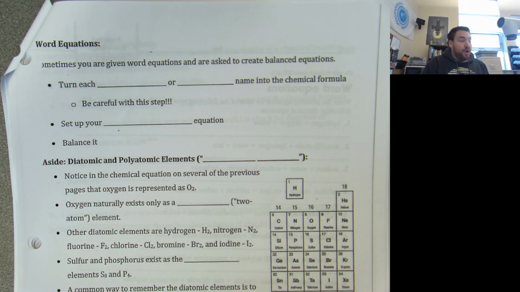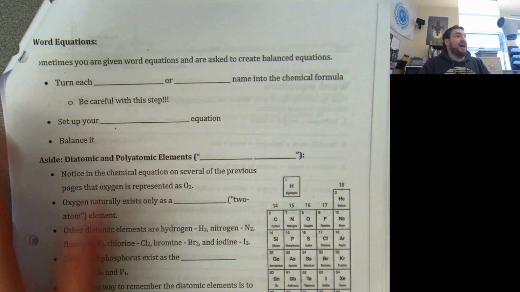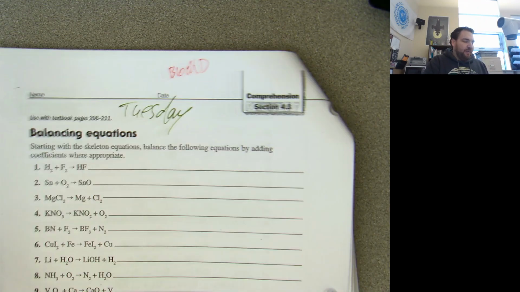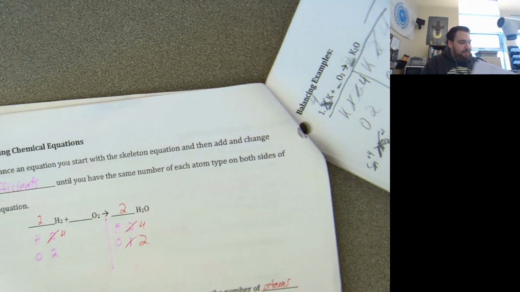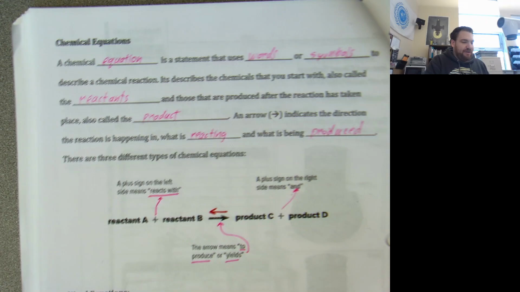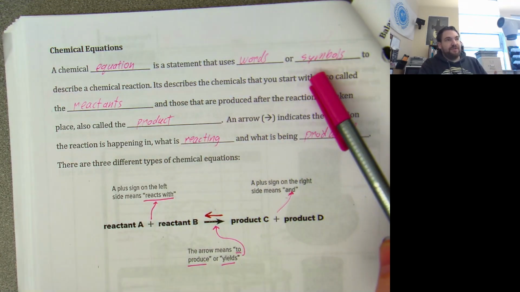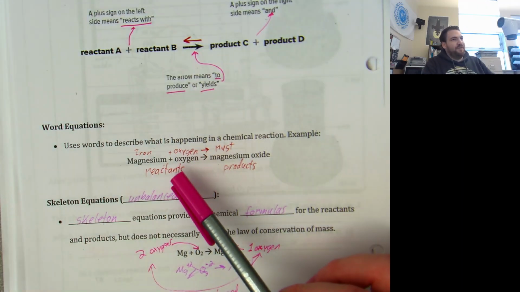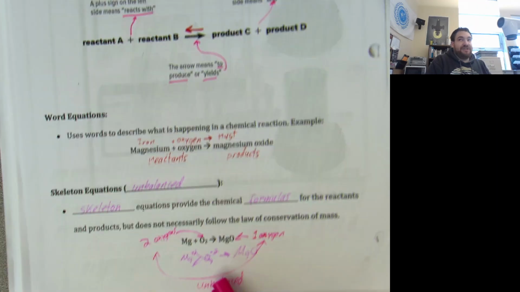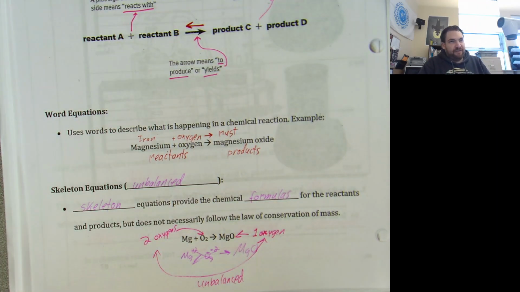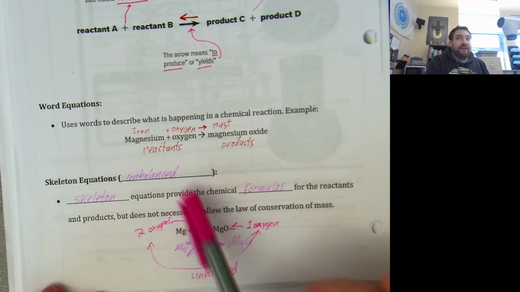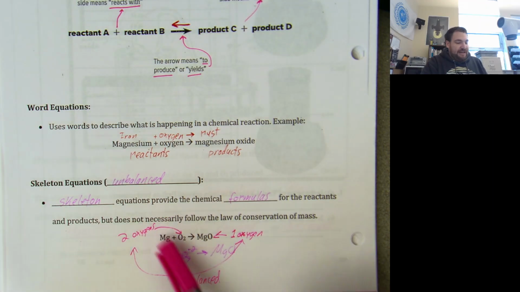So here we go. Word equations. You stay on this page. I'm going to flip back. Earlier, when I first introduced to you guys the concept of chemical equations, I kind of brushed over the idea of what we're going to look at today. A chemical equation is a statement that uses words or symbols. And then I said, oh, look, there's word equations, but those aren't useful. So let's jump to the skeleton equations that actually let us do stuff. But very rarely are you going to actually be given a chemical reaction in this form.